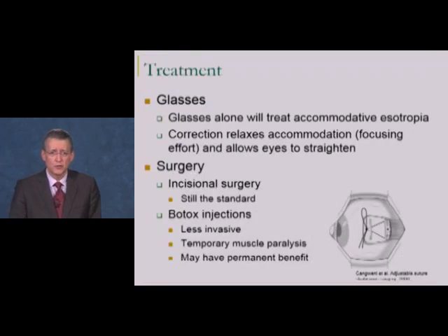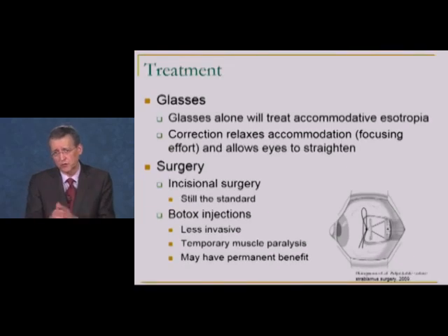So treatment of strabismus: glasses alone for accommodative esotropia, as I mentioned. It relaxes that focusing effort and allows the eyes to straighten. And sometimes even kids who have big angle, we'll still put them in glasses if they're hyperopic, because it'll reduce the angle of strabismus some by relaxing. But those who have the larger angles, when we're trying to promote binocular vision, we will do some kind of intervention. So incisional surgery is still the standard.